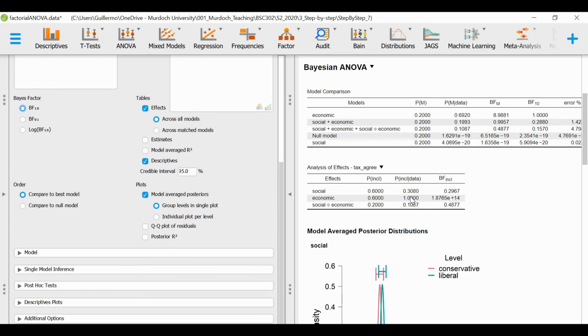The posterior odds for economic is almost infinity. It's 1, but actually it's not 1, it's 0.99999 divided by 0.00001, something like this, and that is a number with 14 integers, and you divide that by 1.5, which was the odds before collecting the data.